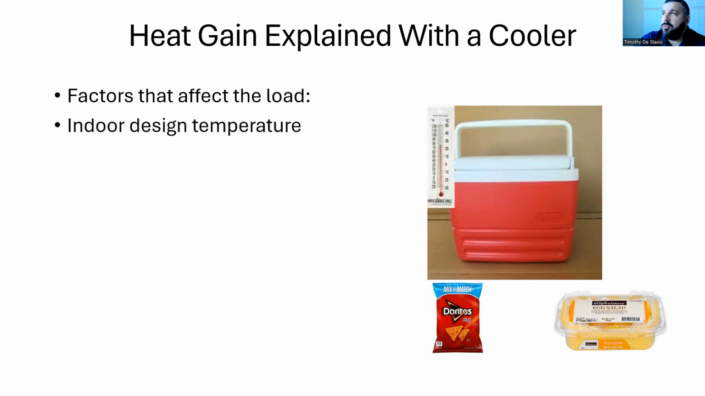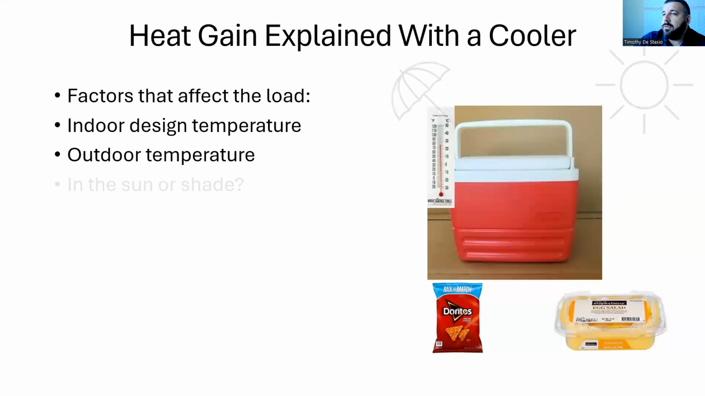And that really has to do with the indoor design temperature in our Manual J process, because we're trying to achieve what has been considered an acceptable indoor design temperature, which we'll talk about in the next slide. Outdoor temperature is another factor. Are we setting this cooler out where it's hot outside, or is it only in the 30s or 40s outside? Well, that's going to go into our decision about how much ice or ice packs to put in the cooler.